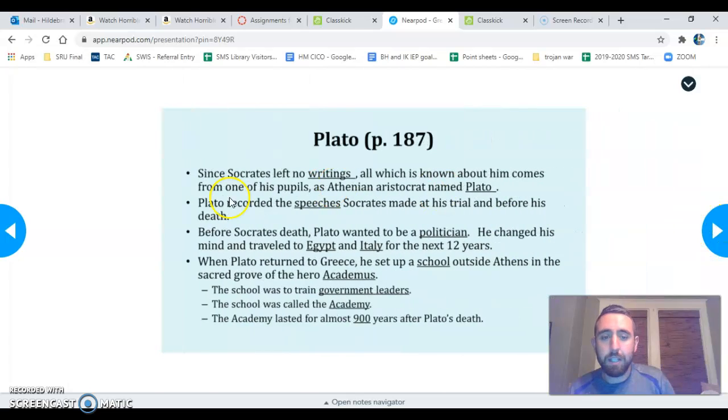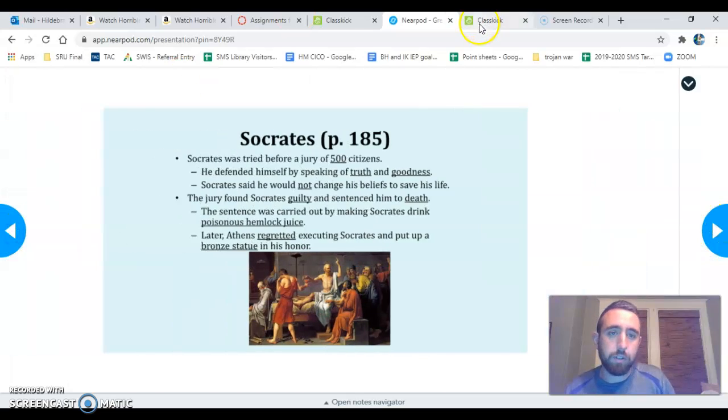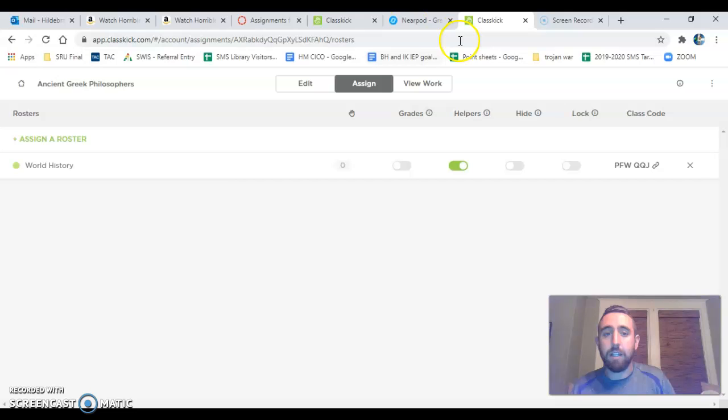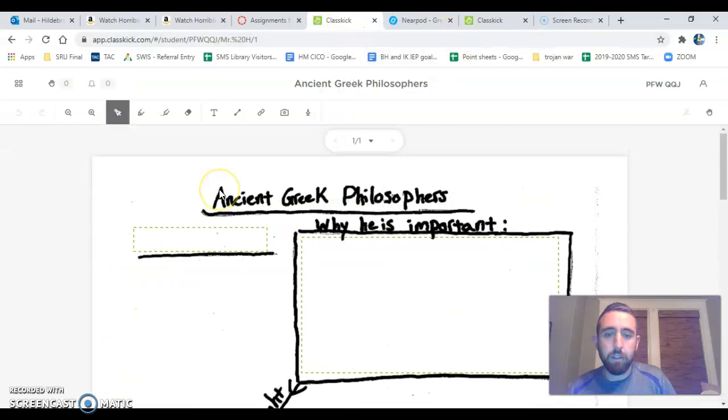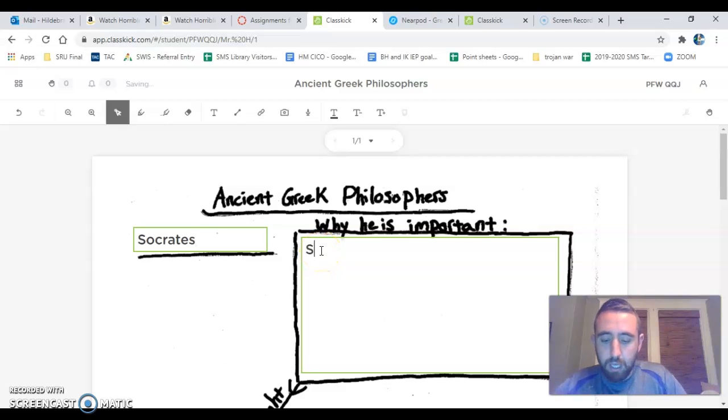Now, I want to stop there for a second because we already have our first philosopher. So I'm going to head over to Classkick, this one right here. And our first philosopher that you're going to fill in on your chart, or you're going to make your own chart on paper, is Socrates. And we learned a couple things about why he's important. He develops the Socratic method, asking questions to get to truth.